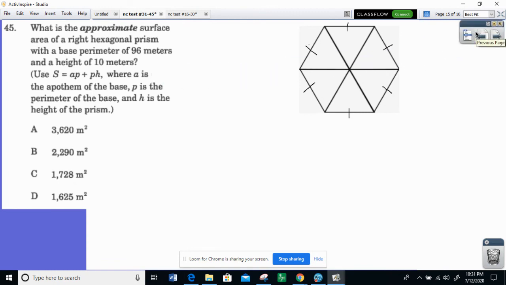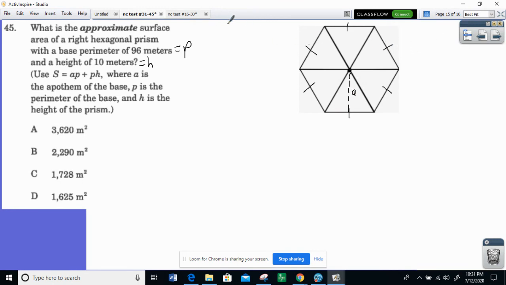Number 45 says, what is the approximate surface area of a right hexagonal prism with a base perimeter of 96 meters and a height of 10 meters? Use S equals AP plus PH, where A is the apothem of the base, P is the perimeter of the base, and H is the height of the prism. So it's nice on this problem that they give us the perimeter of the base, they give us the height. We need to solve for the apothem. We need to solve for what this apothem right here is.